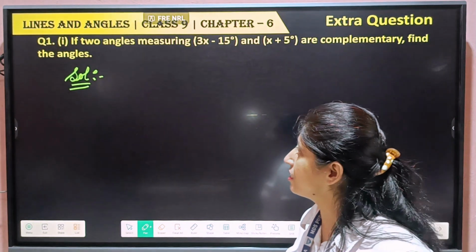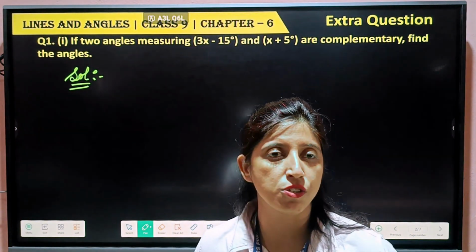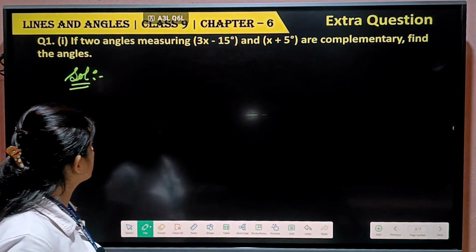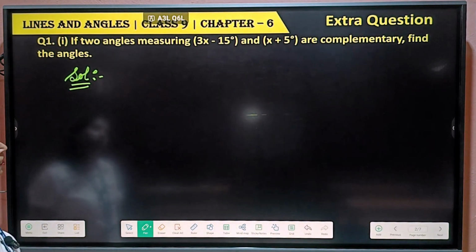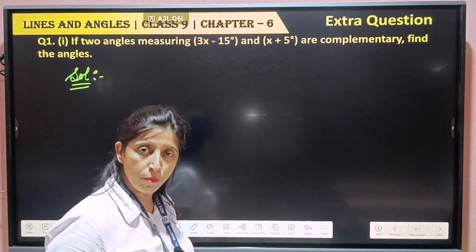Today we will start the extra questions of this chapter. Some extra questions we will discuss today, right? So the first question is given: if two angles measuring 3x minus 15 degrees and x plus 5 degrees are complementary.